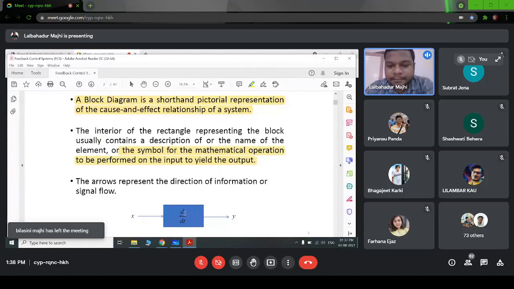For example, here we can see this is a mathematical operation, a derivative operation. The arrows represent the direction of information or signal flow. You can see this is the direction of the arrow, so the signal is flowing from this X to Y. In this case Y is our output, or we can say X is the input.